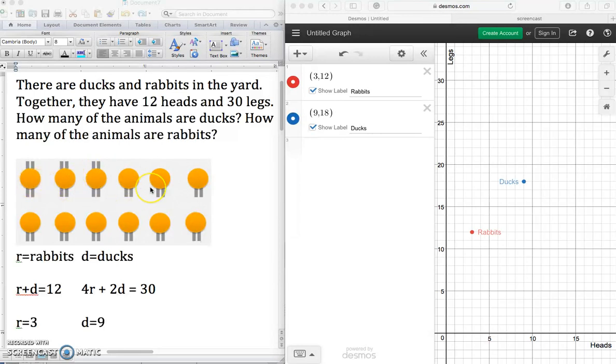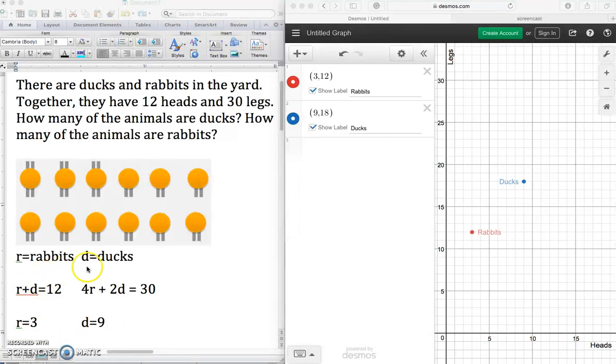So we came up with this graph or this chart. And as you can see, we have calculated for the 12 heads, and then we distributed the legs until we came up with 3 rabbits and 9 ducks.